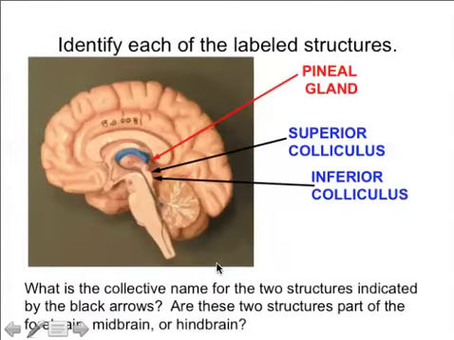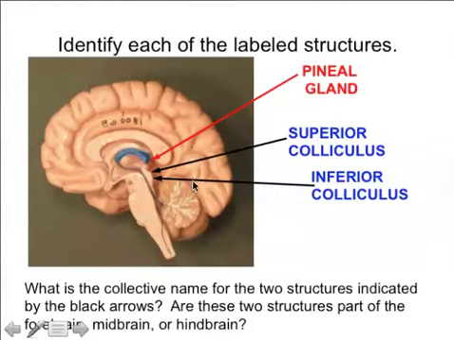Okay, here you can see the pineal gland, which secretes melatonin that controls our sleep-wake cycles. This, incidentally, is the choroid plexus of the third ventricle. This is one of the regions where cerebrospinal fluid is created by filtering the blood.